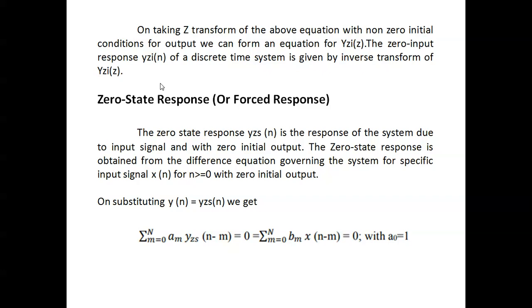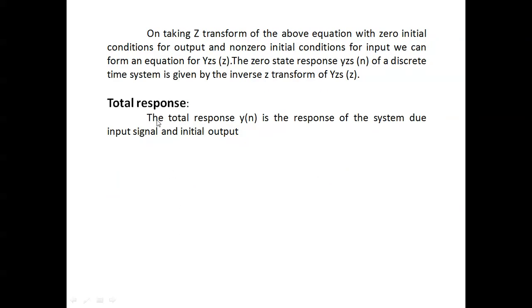And then zero state response or forced response. The zero state response is obtained from the difference equation in the system for the specific input signal x of n, and substituting the value we got the equation. Finally, taking Z transform of the above equation with the zero initial conditions, the zero state response of the discrete time system is given by the inverse Z transform.